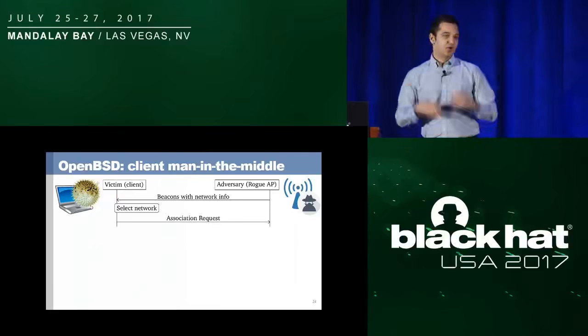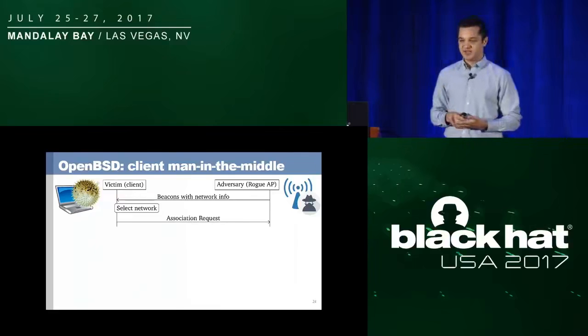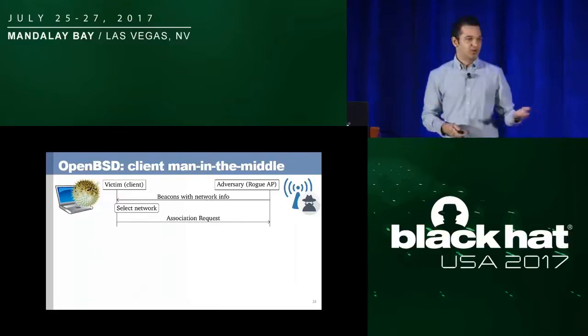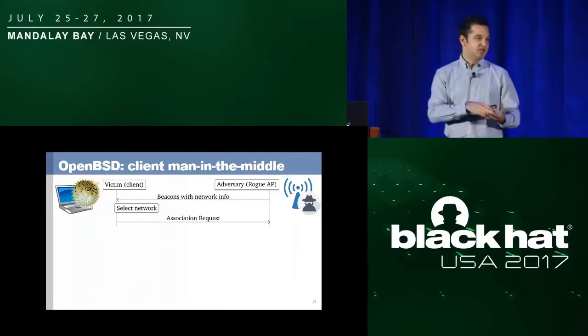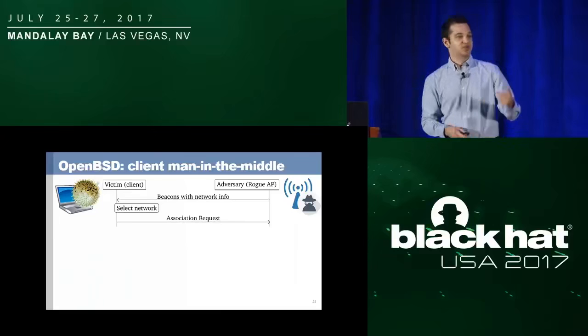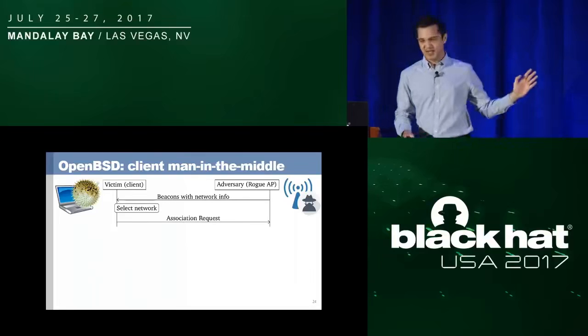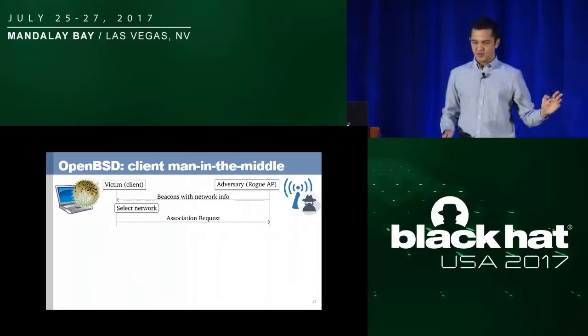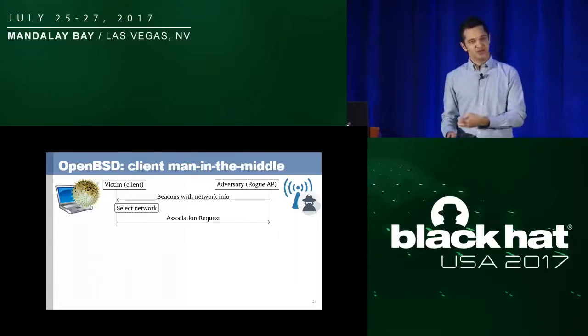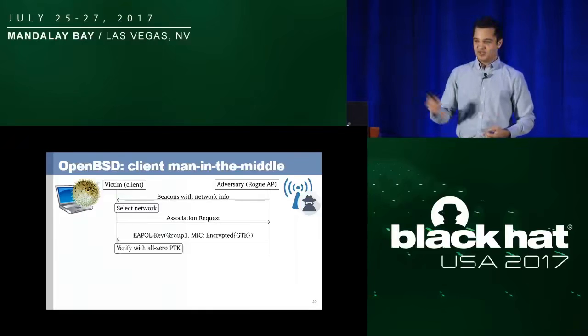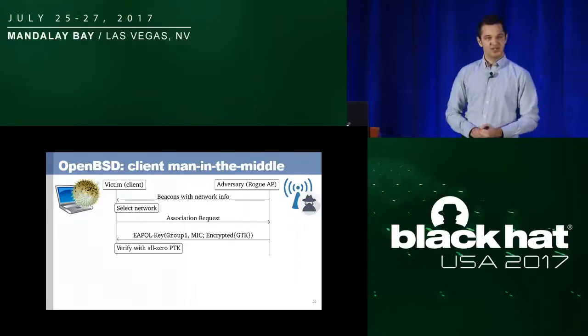The idea here is that this rogue access point just advertises, it basically clones the real network that we want to attack. The client will then connect to our rogue access point. It will send an association request informing our rogue access point, hey, I want to connect, I'm a client. And normally a real access point would now start the four-way handshake.